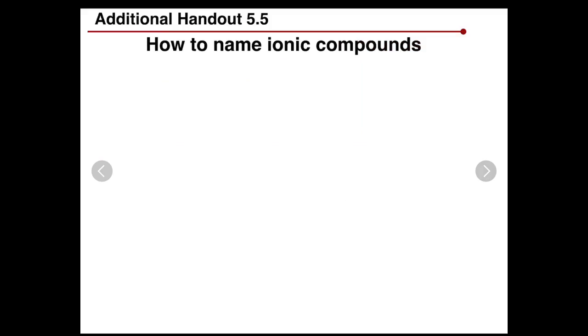We already see how to write the chemical formula of the ionic compound. The next thing you are going to look at is how to name ionic compounds. This slide right here is going to be part of additional handout 5.5, which is toward the end of your lecture manual. If you go all the way back to the end, you are going to see the slide listed as how to name ionic compounds. In order to name ionic compounds, there is a system that you will need to follow.